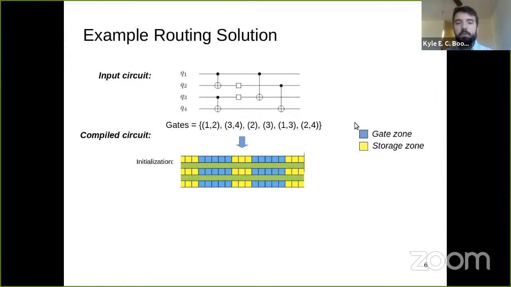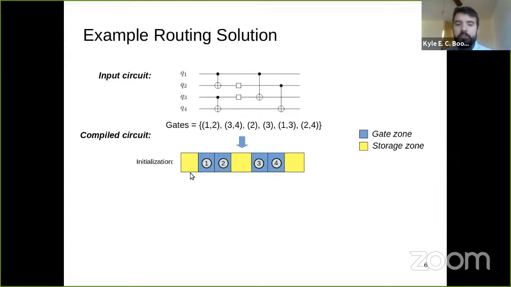And what we're looking to do is essentially compile this circuit to the QCCD architecture. And so here what I'm showing is a subset of the total architecture I showed a few slides ago, consisting of 3 storage zones in yellow and 2 gate zones in blue. And for the purposes of the example, I'm going to abstract this figure a little bit so it's easier to understand. So again, we have yellow storage zones and blue gate zones. And what I've done in the initialization step is I've put qubits 1, 2, 3, and 4 such that they're arranged in this way.